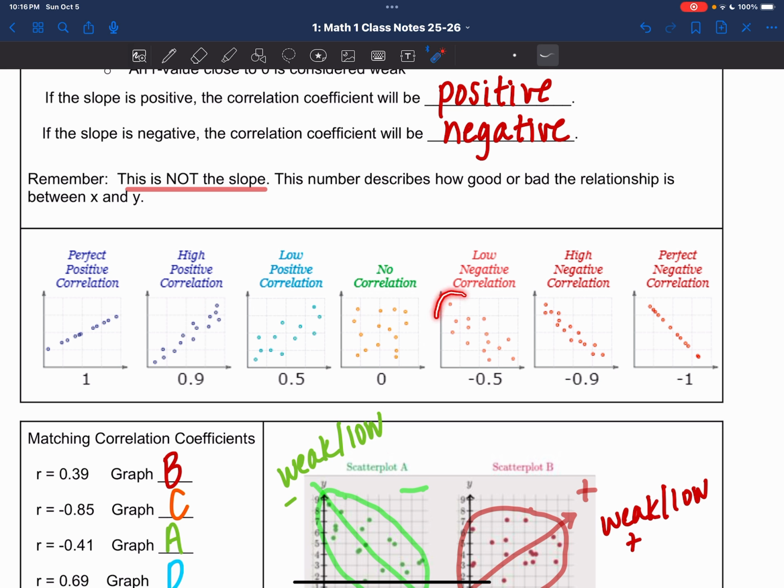If it's a low or a weak correlation, your points are spread out more. And then here we got a little bit stronger correlation. Your points are closer together. And then here, these are all right on the line of best fit.